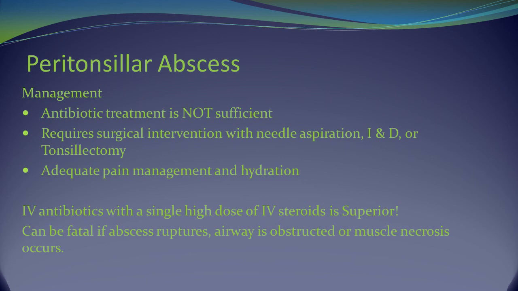This can be fatal if it ruptures, if the airway is obstructed, or if there's muscle necrosis. So you need to be thinking about your differentials with these patients. Do they have any type of possible epiglottitis occurring or a peritonsillar cellulitis? Could they have some type of lymphoma if they're not having discomfort? Could they have a retropharyngeal abscess? A lot of these things you're going to need to be thinking about when you're examining these patients.